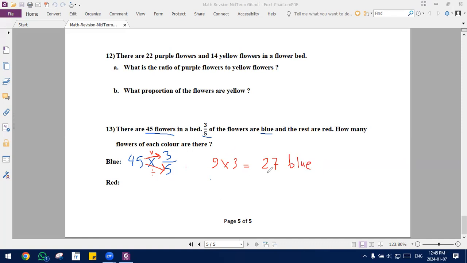So now if 27 of the flowers are blue, how many of them were red? We know the total is 45 minus 27 equal to, so 45 remove 20 is 25, and then 5 minus 7, we borrow, we got 18. 18 what? 18 red flowers.